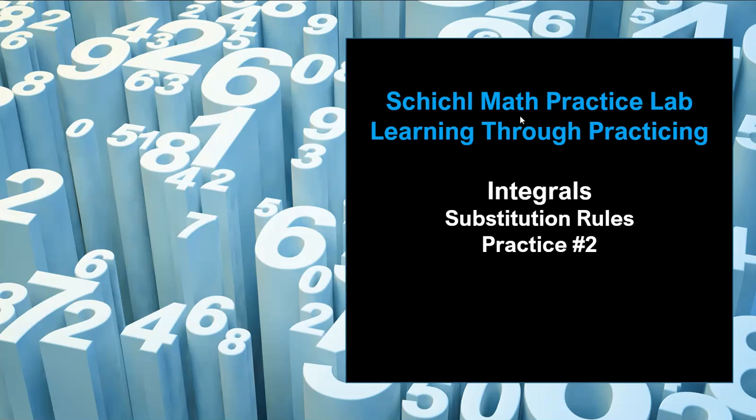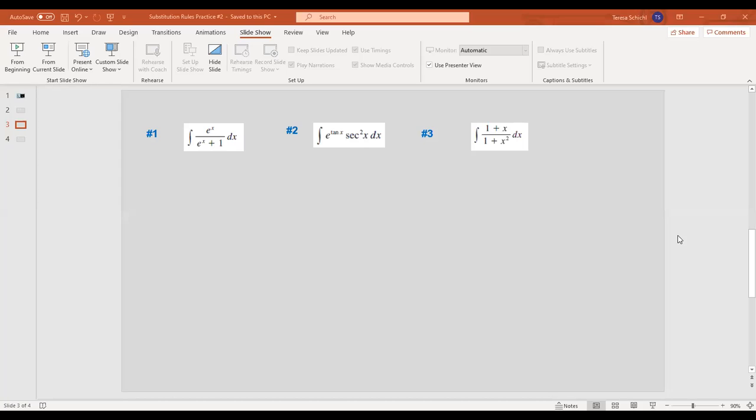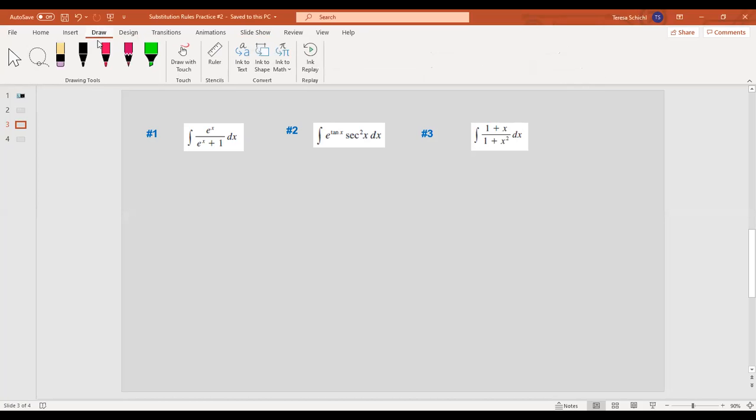In this one, we're going to work on five problems. Three of them are pretty straightforward, and two of them require a little trick. Okay, so now let's go ahead and get started. For the first one, we have e^x over e^x plus 1.